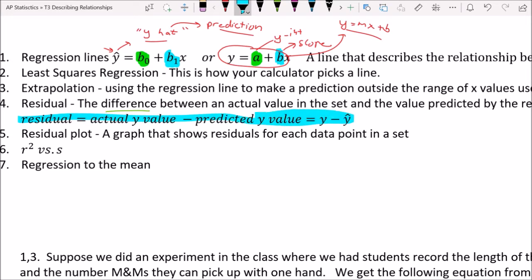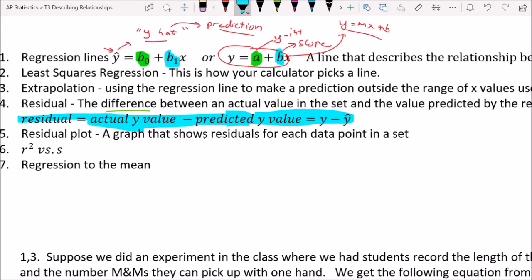Okay, remember we saw in the video previously that if that value was negative, the point was below the line, and if the value was positive, it was above the line. Okay, residual plot, that's just when you graph all the residuals at the same time.